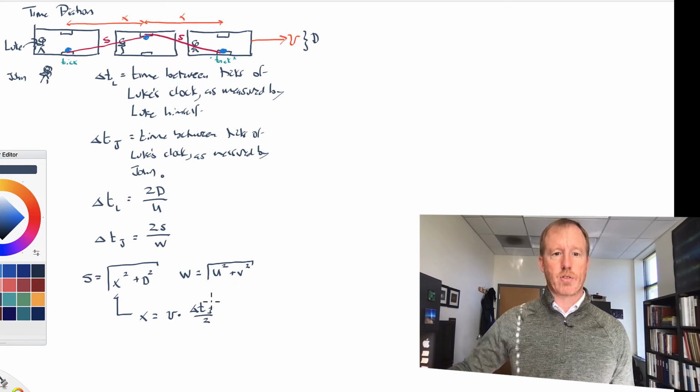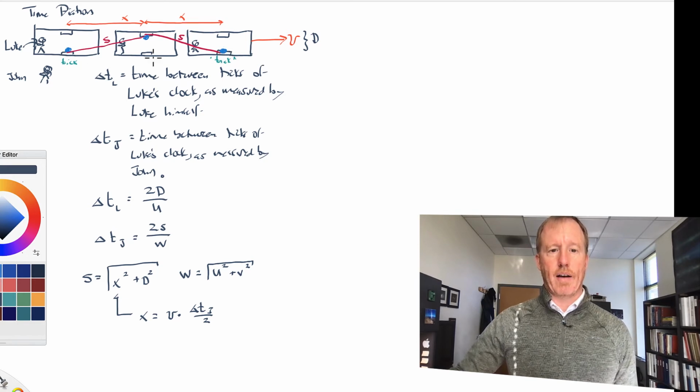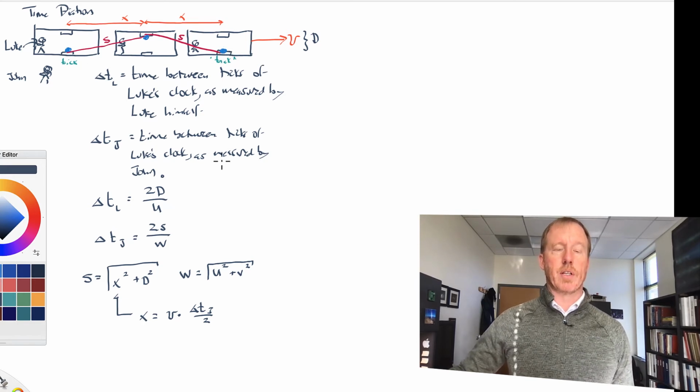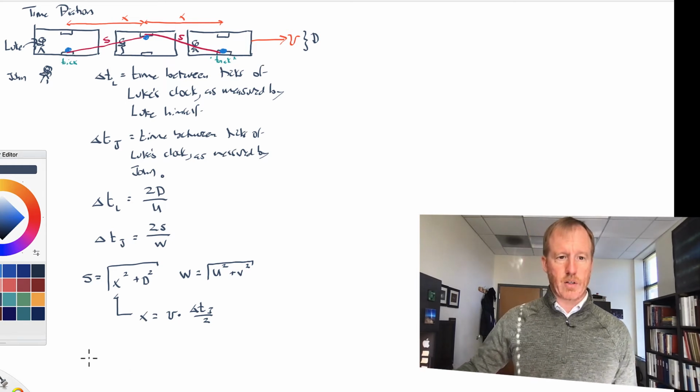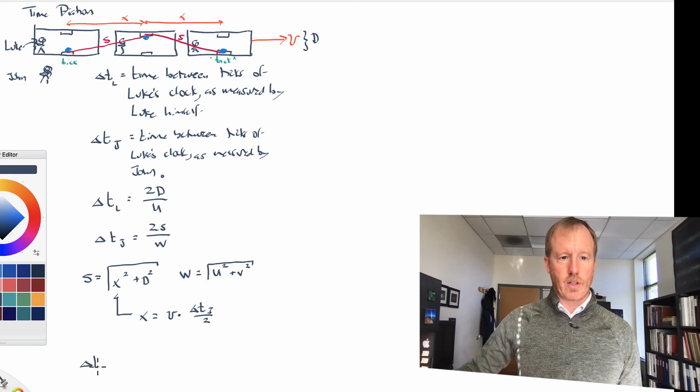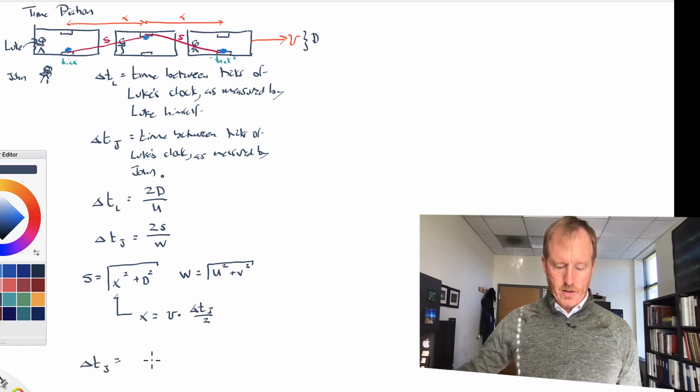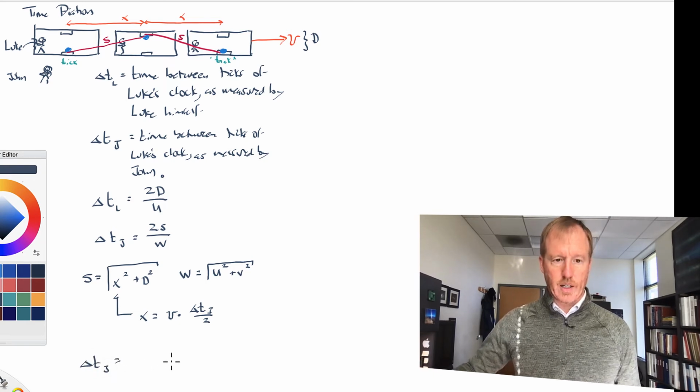So John measures a time between ticks, delta t_j, and so half that time multiplied by the velocity would be the distance that the ship moves during that time. Okay, so let's go ahead and plug these numbers in. So delta t sub j is going to be written this way, 2s over w.